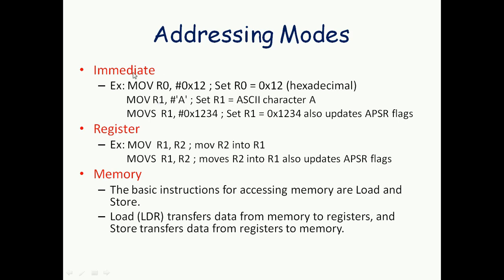Let's understand these examples. MOV is the opcode, R0 is the destination, and this immediate value is the source. So you are moving this immediate value into register R0. Now the second example: MOV R1, single quote capital A. After the execution of this line, the ASCII value of capital A, that is 41, will be saved into the R1 register in 32-bit hexadecimal format.